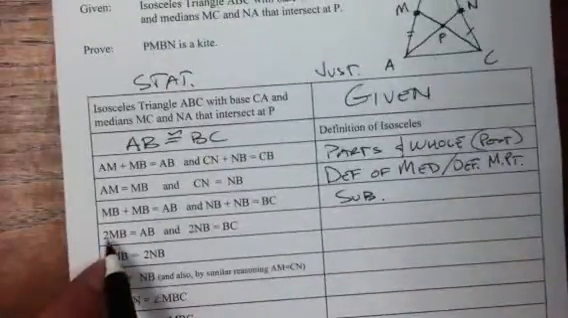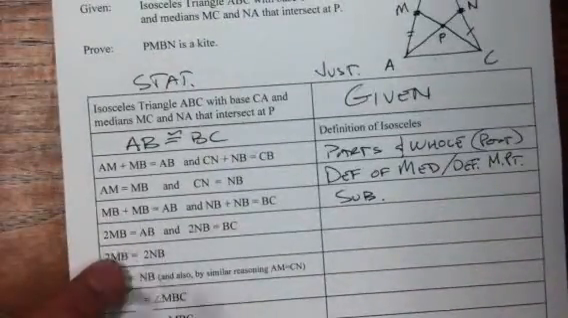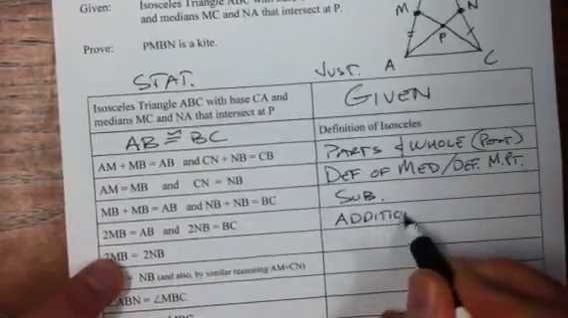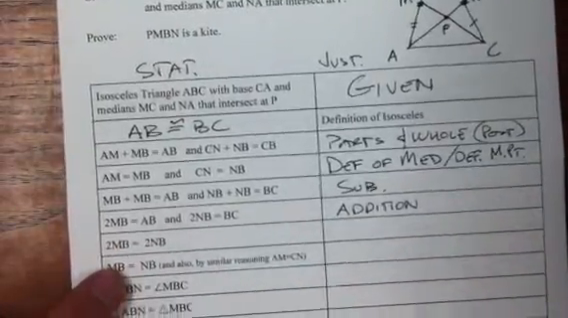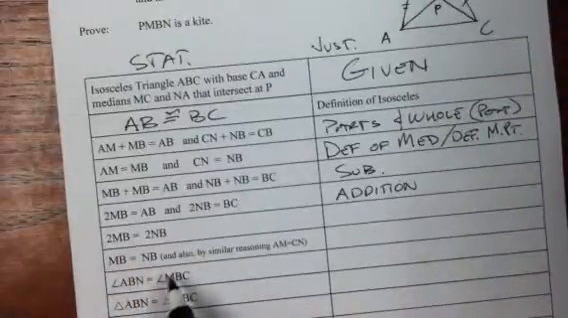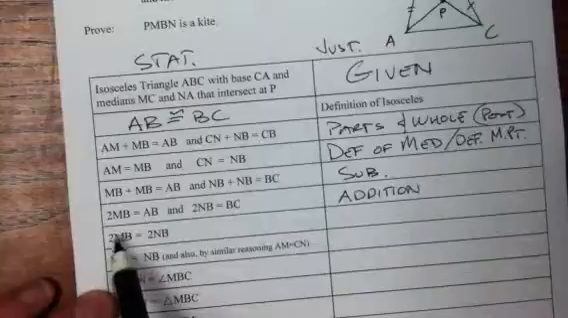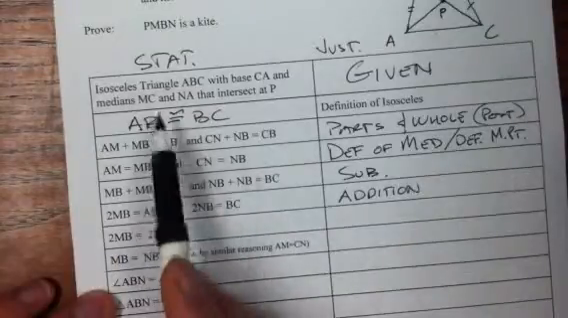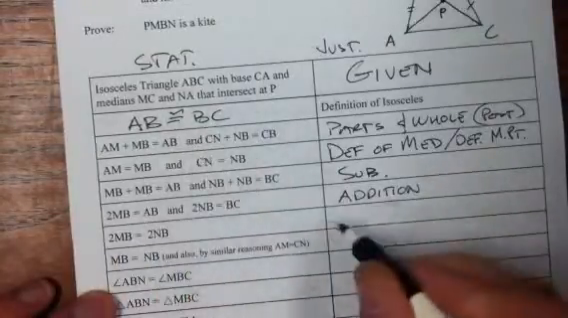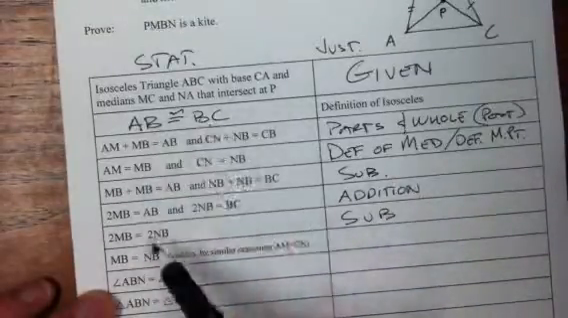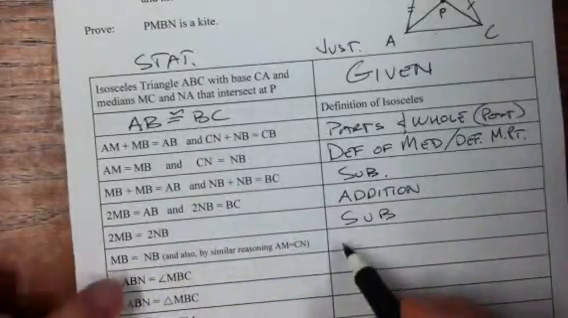And then what tells me that MB plus MB is 2MB? That's just addition, combining like terms. Then what tells me that 2MB is equal to 2NB? Well, remember up here I made this step, so this is another substitution. I'm putting things that are equal to equal things equal to each other.